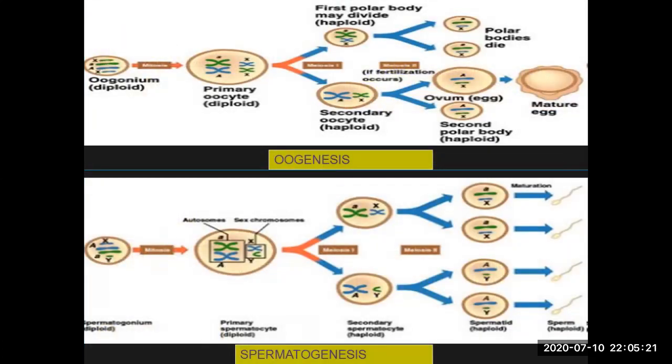Here we can see oogenesis, that is formation of a mature egg, and spermatogenesis, that is formation of mature sperm.